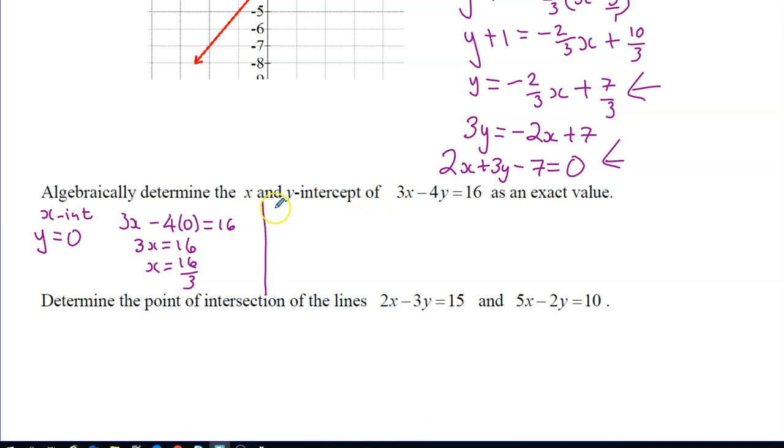And the y-intercept, okay, so to get the y-intercept, we set x equal to 0. 3 times 0 minus 4y is equal to 16.